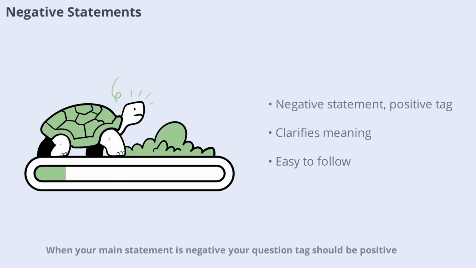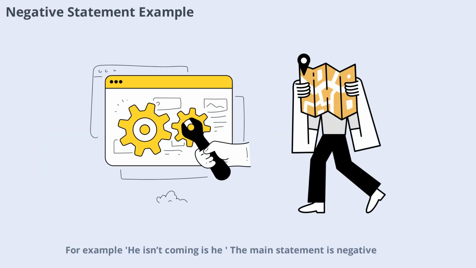When your main statement is negative, your question tag should be positive. For example, "He isn't coming, is he?" This pattern helps clarify your meaning and makes your sentence easy to follow. The main statement is negative and the tag is positive. This structure is common in English and helps you check information politely.